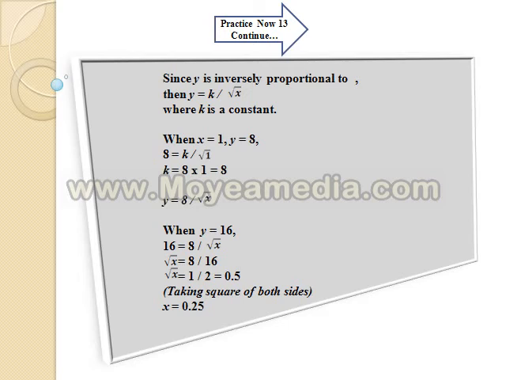So I need the value of x now. So I took the square on both sides. So it will give me x is equal to 0.25. Square of 0.5 is 0.25. So when y is 16, x is going to be 0.25. So in the table, in the box above that y is equal to 16, we will put 0.25.